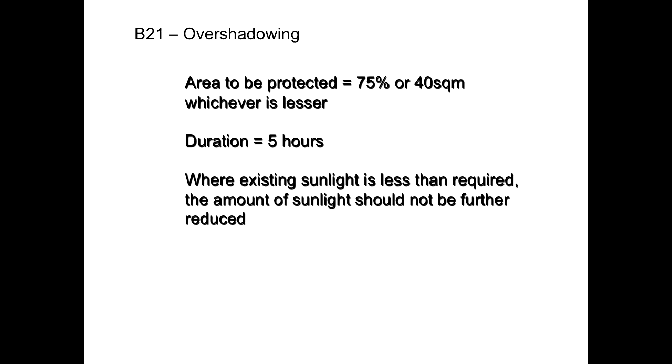And then overshadowing. Overshadowing talks about the amount of open space, not buildings, but open space that is overshadowed by a structure. It's essentially a minimum standard, and it has to be either 75% of existing open space having 5 hours of sunlight to it, or 75%. So choose whichever is the lesser. And if it's less than that to start with, it's not allowed to be compromised.